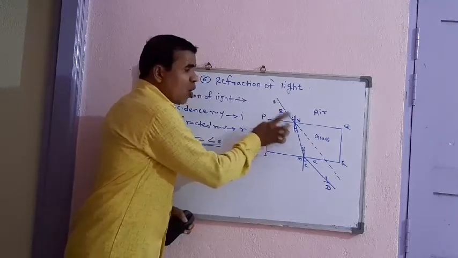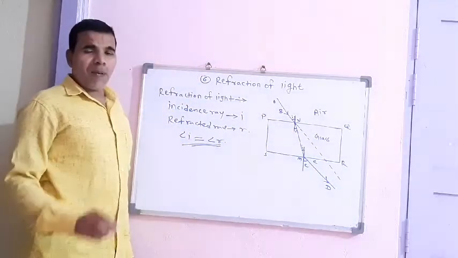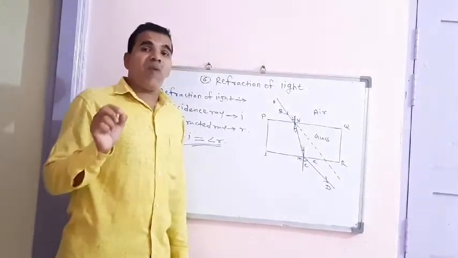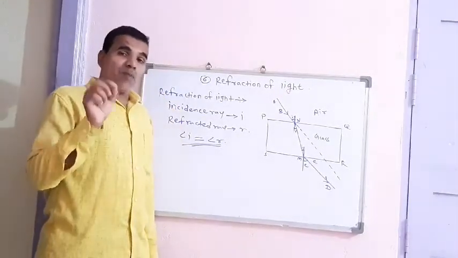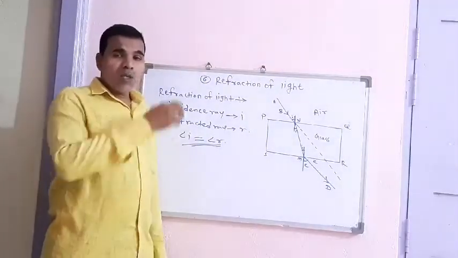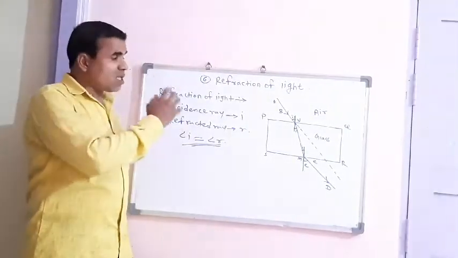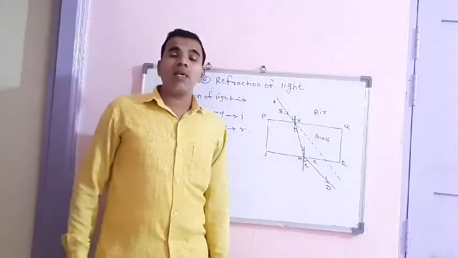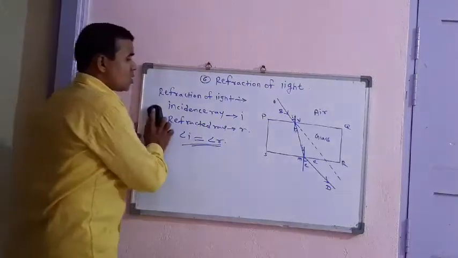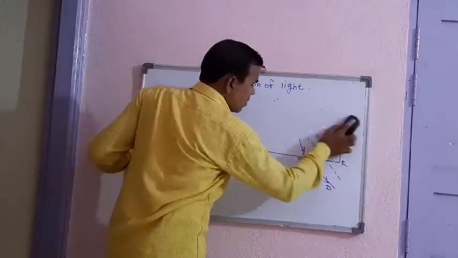They meet at a normal. Normal means the point at which the incident ray and refracted ray meet. This point is called the normal. So we discuss the next point, that is, the laws of refraction. Look at this: laws of refraction.